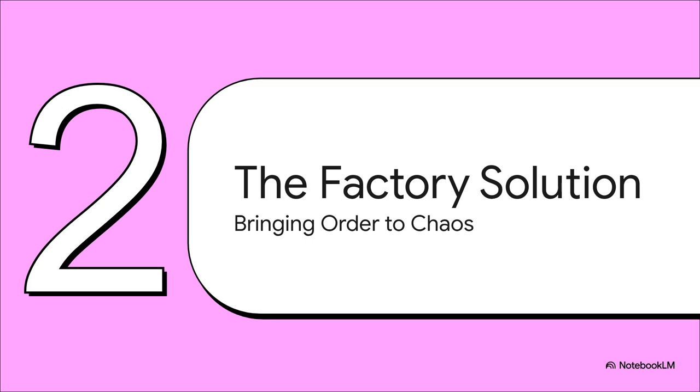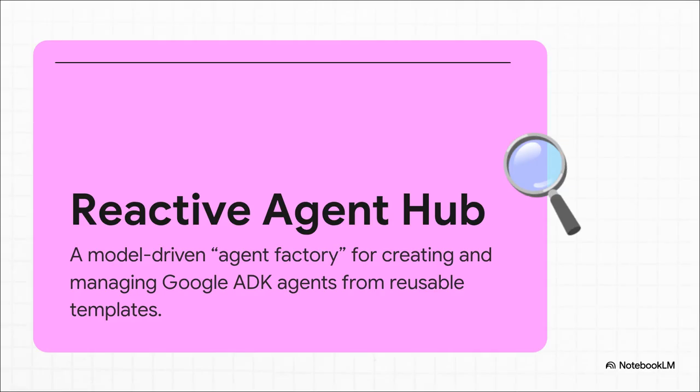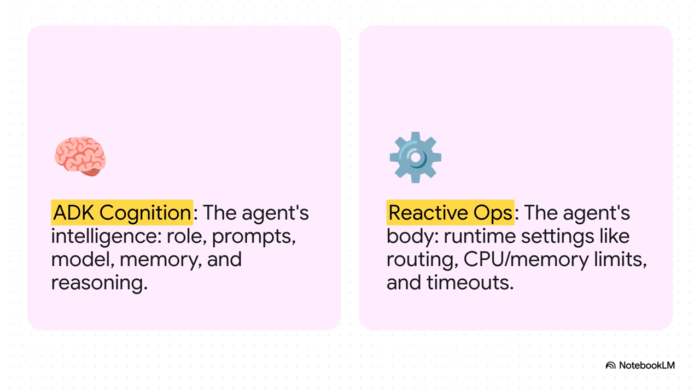Well, the solution brings a totally new philosophy to managing agents. It's really all about applying an industrial strength process to the creative work of building them. And here it is, the Reactive Agent Hub. Now, the key phrase you need to hear is Agent Factory. Instead of handcrafting every single agent from the ground up, you create standardized, reusable templates. This lets you just stamp out new agents that are consistent, totally reliable, and governed by one central set of rules. And the magic behind this whole thing is this really powerful idea, the separation of concerns.